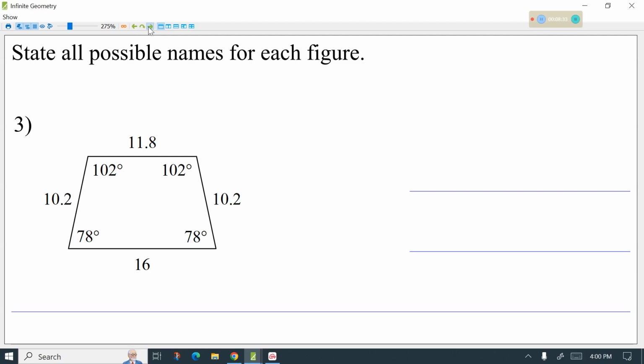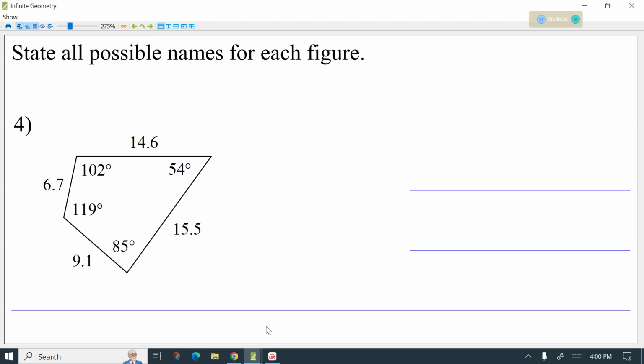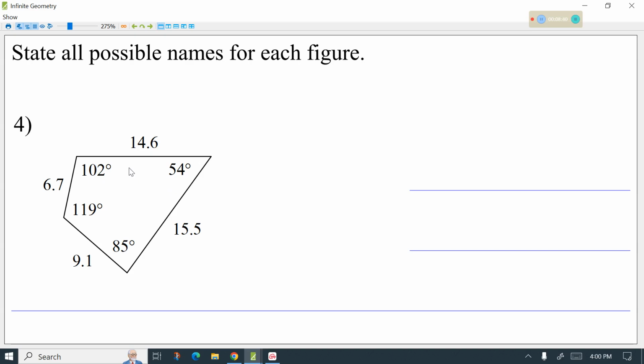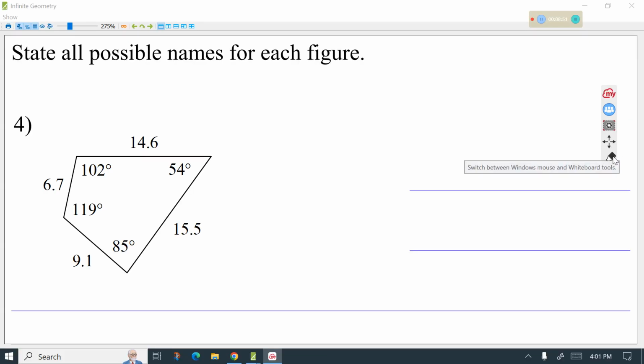All right, next thing we'll try is number 4. And we could look through the whole list of everything and try to find something that would work here. But in this case, there's no relationships. There's no sides that are equal. There's no angles that are equal. There's no parallel lines then, right? There's nothing that we could really resort to other than calling this a quadrilateral.